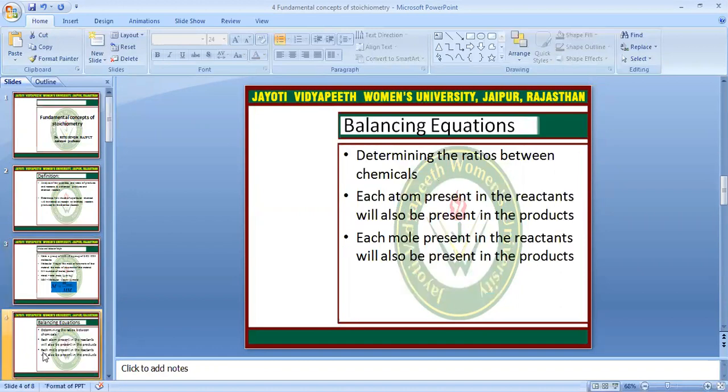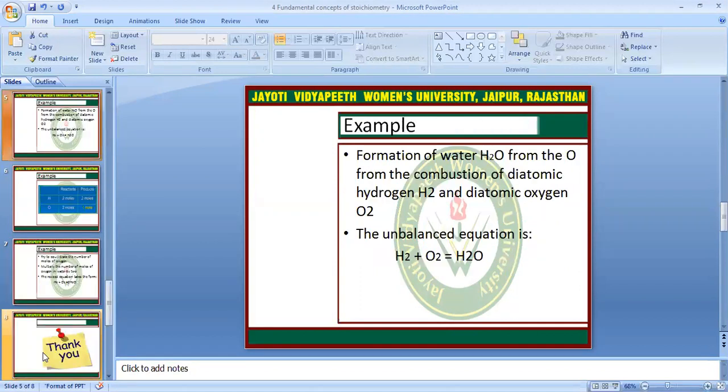Now, how to balance the equations? Determine the ratio between chemicals. Each atom present in the reactants will also be present in the products. Each mole present in the reactants will also be present in the products. This is an example of how to balance our reactions.